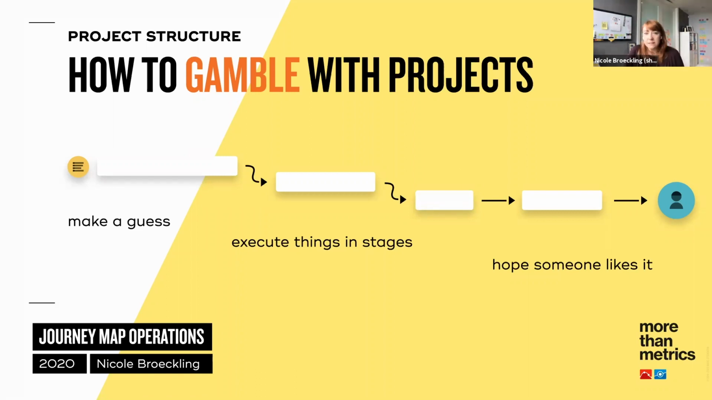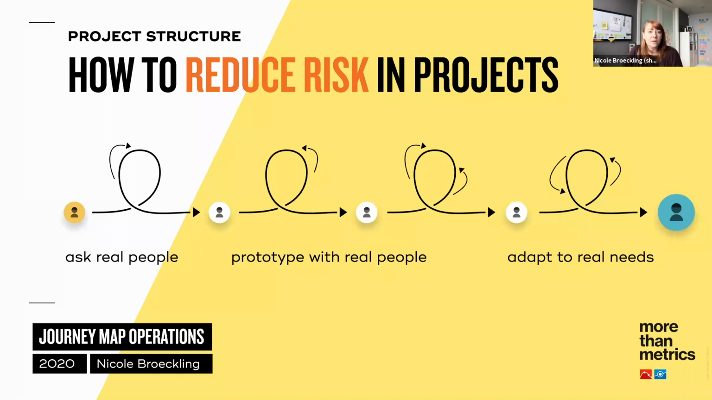And we want it to look, my slides do not want to advance. There we go. A little bit more like this, right? So we want it to look like asking real people, prototyping with real people, doing some iterative loops around what that might look like and adapting over time to real needs. And this is what we're advocating for in our practices today.